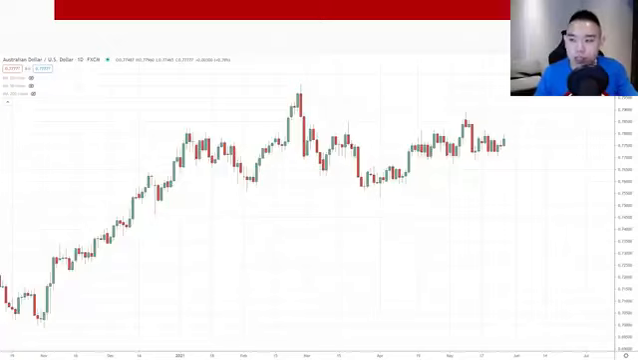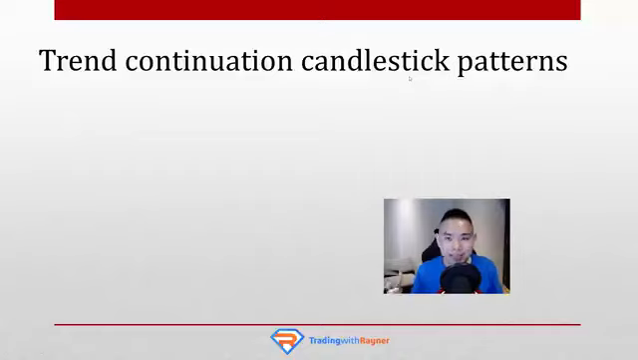Okay, but for now we are actually talking about doji. So let me just point to you one more example. This is a perfect example of a doji. Indecision in this market, because the upper wick and the lower wick are pretty much, I would say, of equal length. Opening and closing price is at the same price point. So now moving on, let's talk about the trend continuation candlestick patterns.